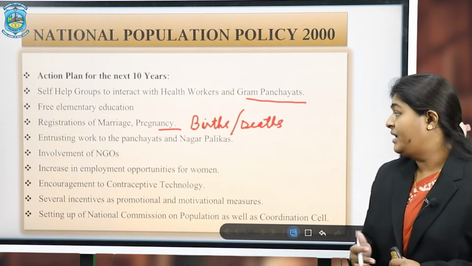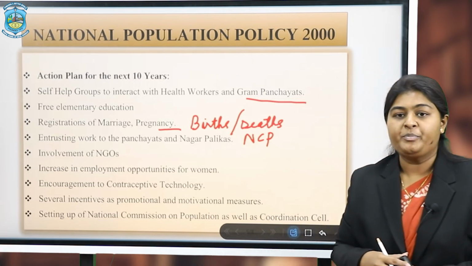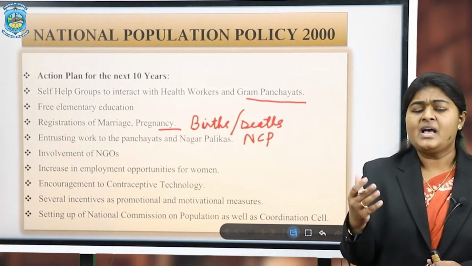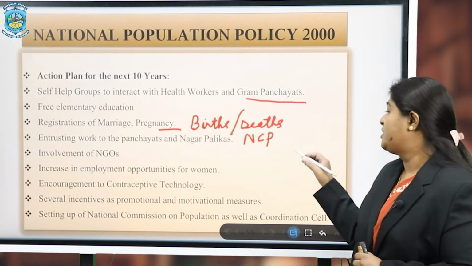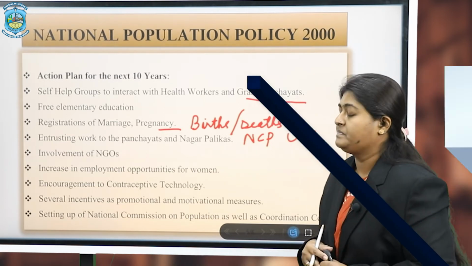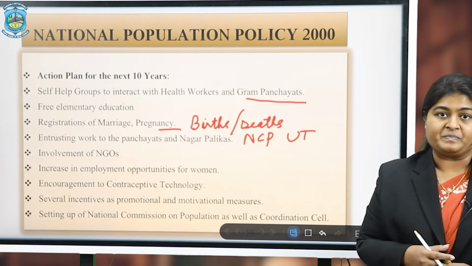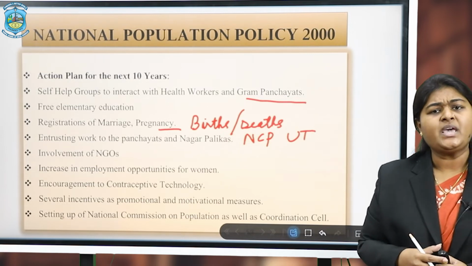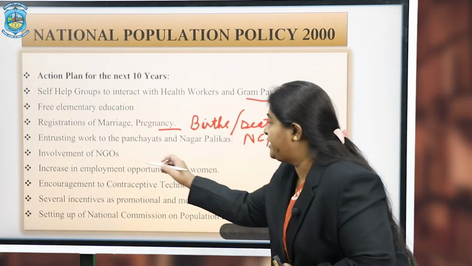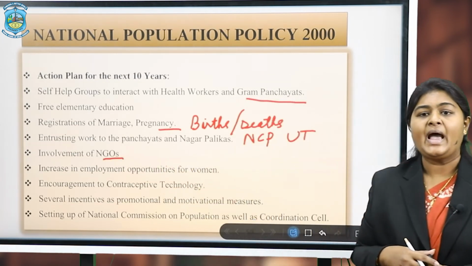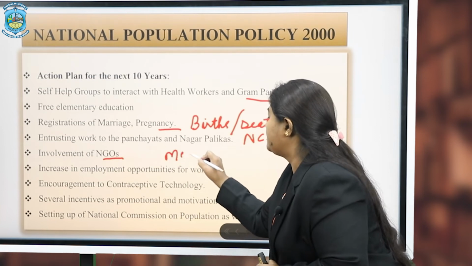For example, the National Commission on Population and identical commissions at the levels of state and different union territories. A coordination cell has also been set up for the same. The policy also seeks the help of non-government organizations and Indian systems of medicine and homeopathy.